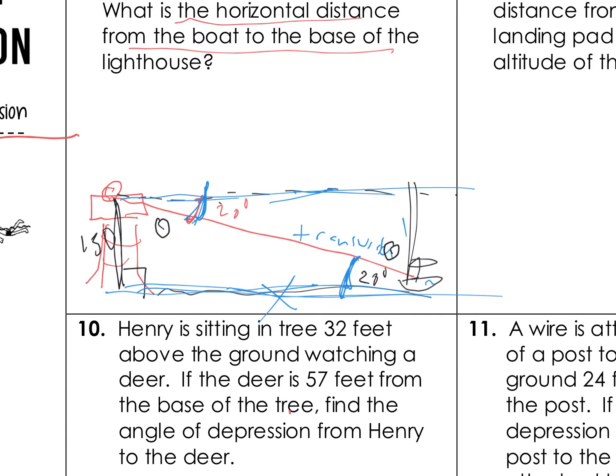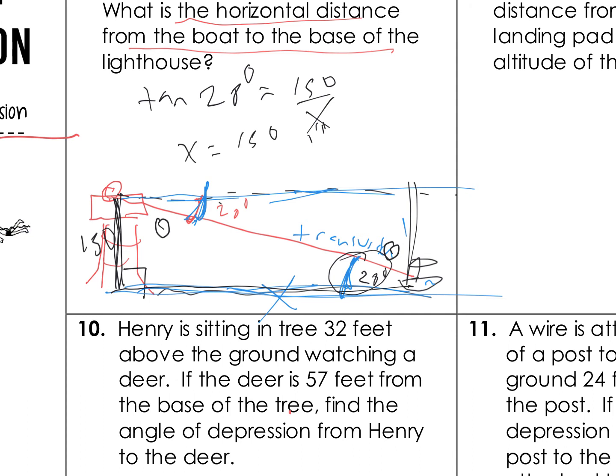So what trig function uses the height of the lighthouse, the unknown distance to the boat, and this angle? Tangent. It's your best friend. I don't need the hypotenuse. Tangent of 28 degrees must be 150 over x. Solving that for x, there's 2 steps, but you guys should be able to do those 2 steps in your head by now. X is equal to 150 divided by tangent of 28 degrees. And that gives me an approximate answer.